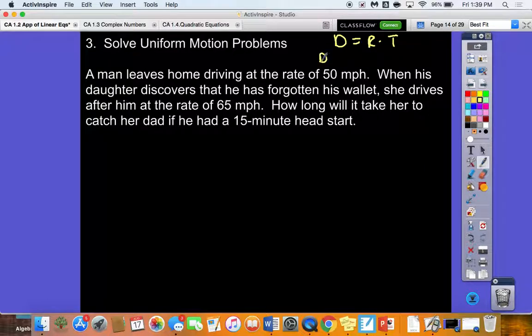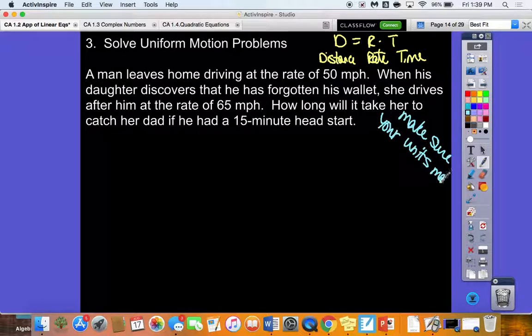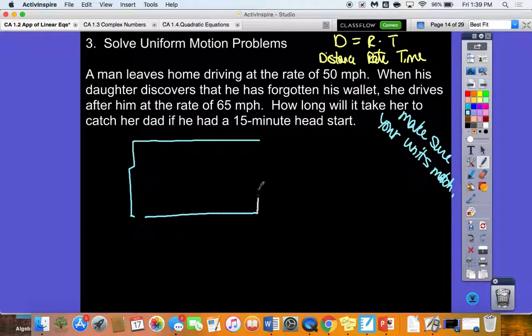So this is distance, and this is rate, and this is time. Okay, the big thing in college algebra, when you get to more advanced problems, and this is what you've got to watch for, is you've got to make sure your units match. We'll get to that in just a second.